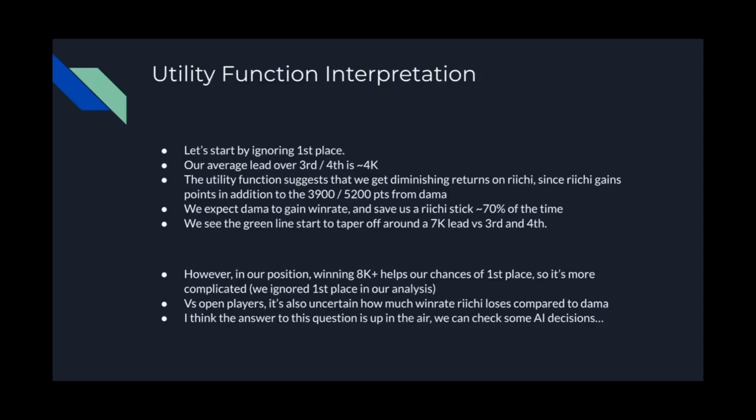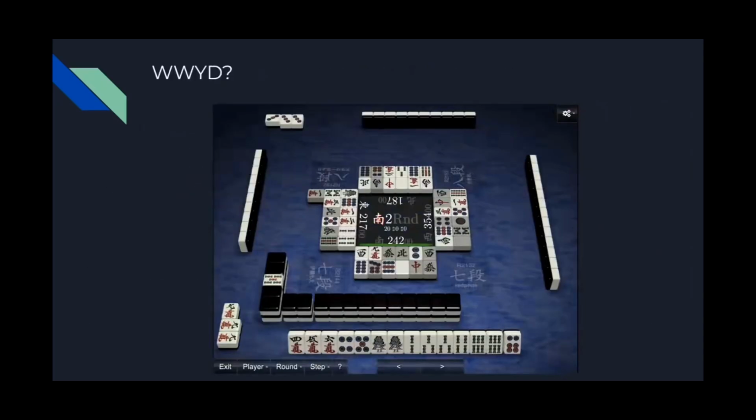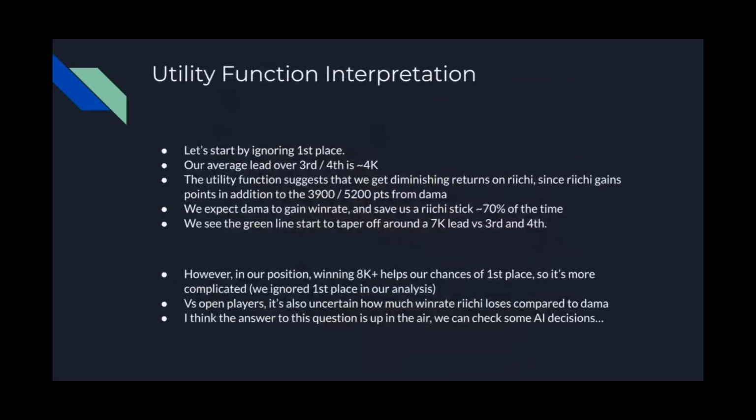There is also uncertainty about the open players. So back to the screenshot. 2 open players, row 3. They might be Tenpai and push. So we don't actually know how much win rate we will gain from Dama versus Riichi. And I do think this is a point of contention or debate. How much win rate does Dama gain? That is usually very situation dependent. So I would consider that an uncertain variable.